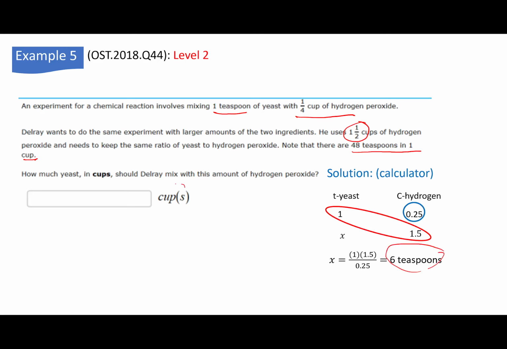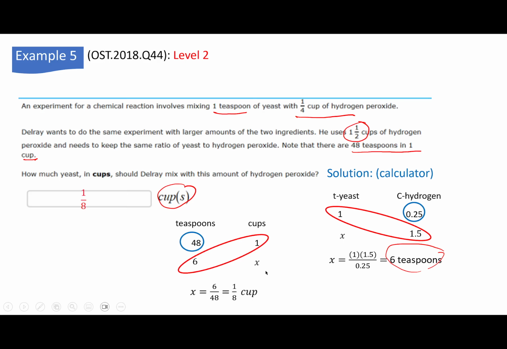They want cups. Now, what is the relationship between cups and teaspoons? 48 teaspoons, 1 cup. Now I have 6 teaspoons, X. Again, cross multiplication. X is 6 over 48. That's 1/8 of a cup.